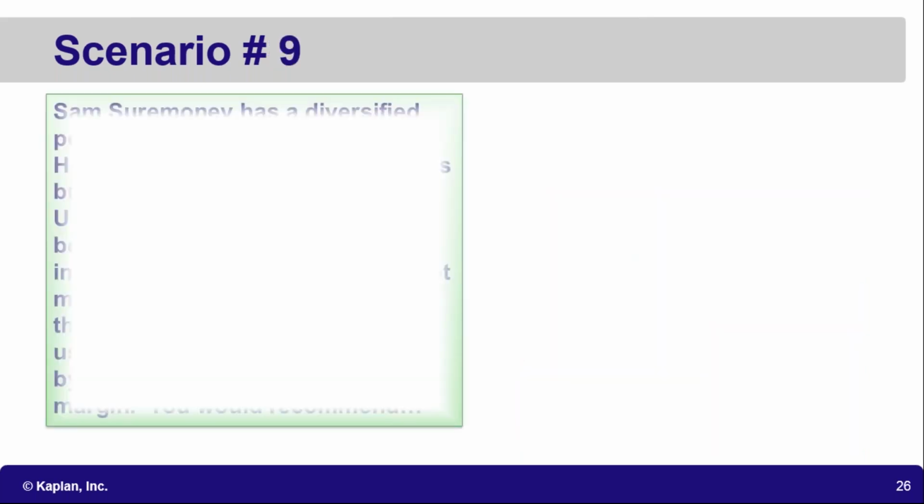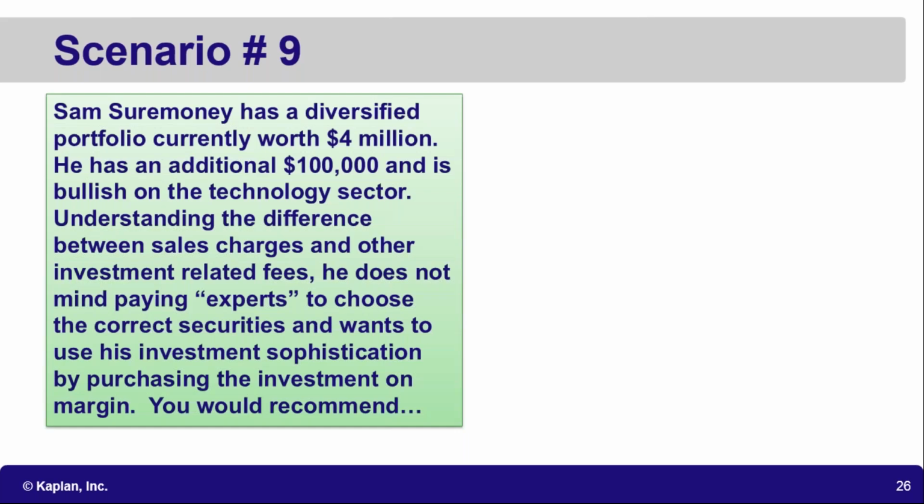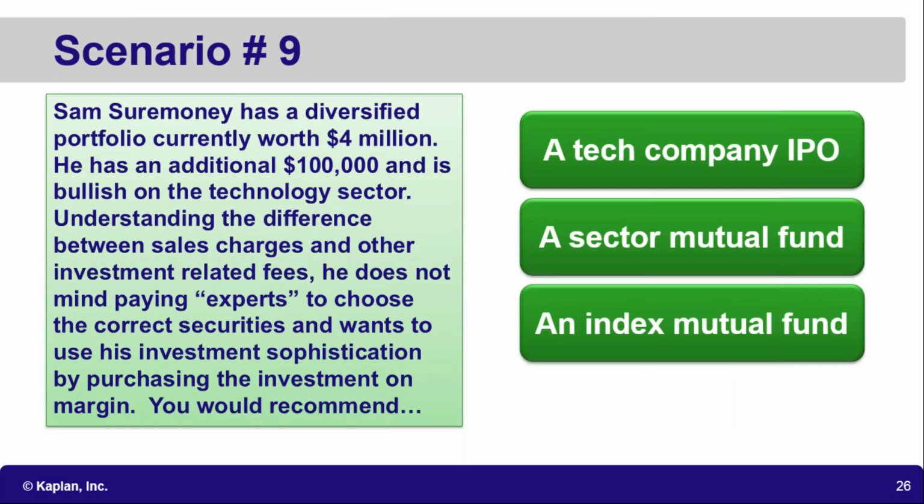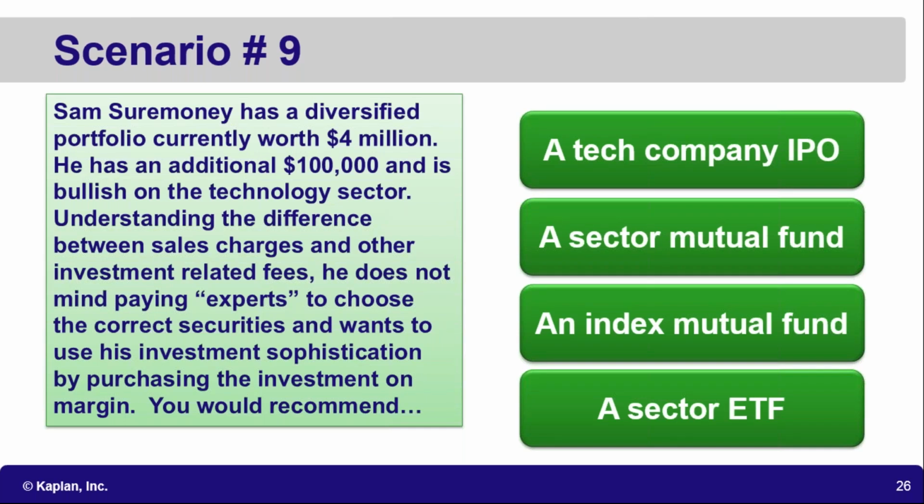Sam Shermoney has a diversified portfolio currently worth $4 million. He has an additional 100 grand and is bullish on the technology sector. Thinks the technology sector is really going to pop. Understanding the difference between sales charges and other investment related fees, he does not mind paying experts to choose the correct securities and wants to use his investment sophistication by purchasing the investment using a margin account. He wants to do a margin account.